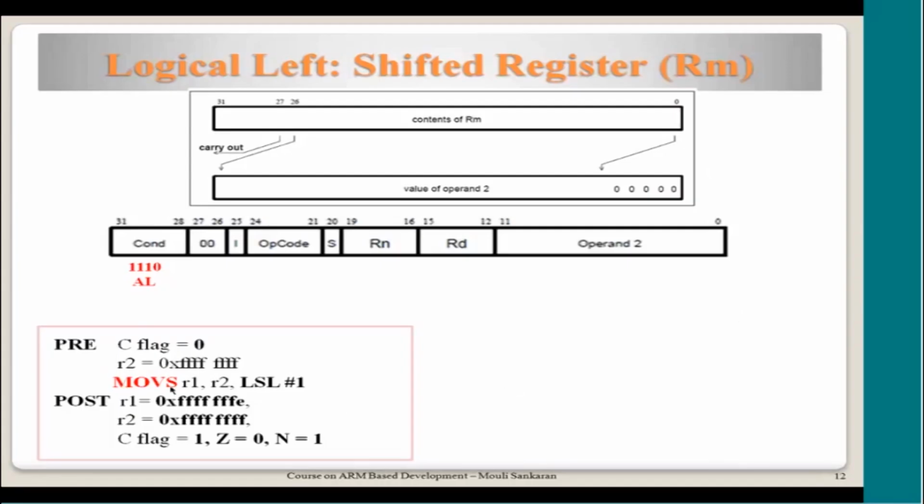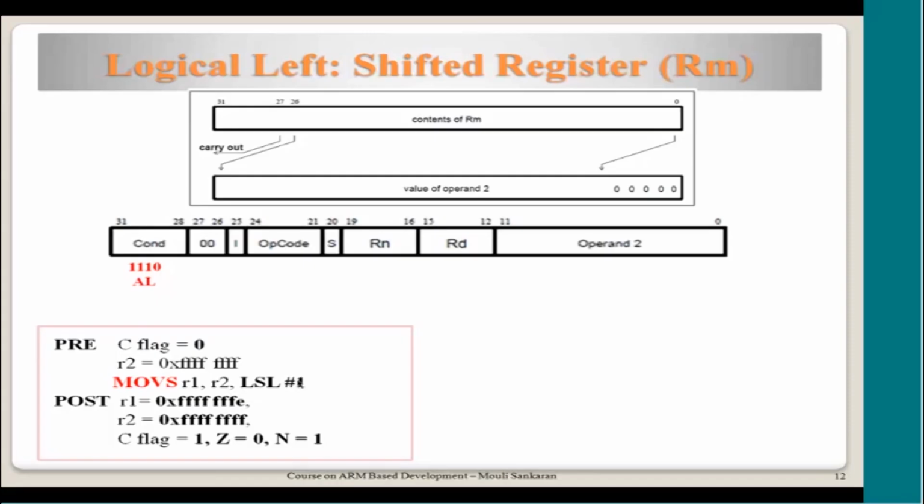I am taking an example of move S. First let us understand what this means. Precondition and post condition before this instruction is executed. Now precondition is assume the carry flag is 0, and then R2 is already filled with the value all Fs. Now I have an instruction to say move S R1 comma R2 comma LSL #1.